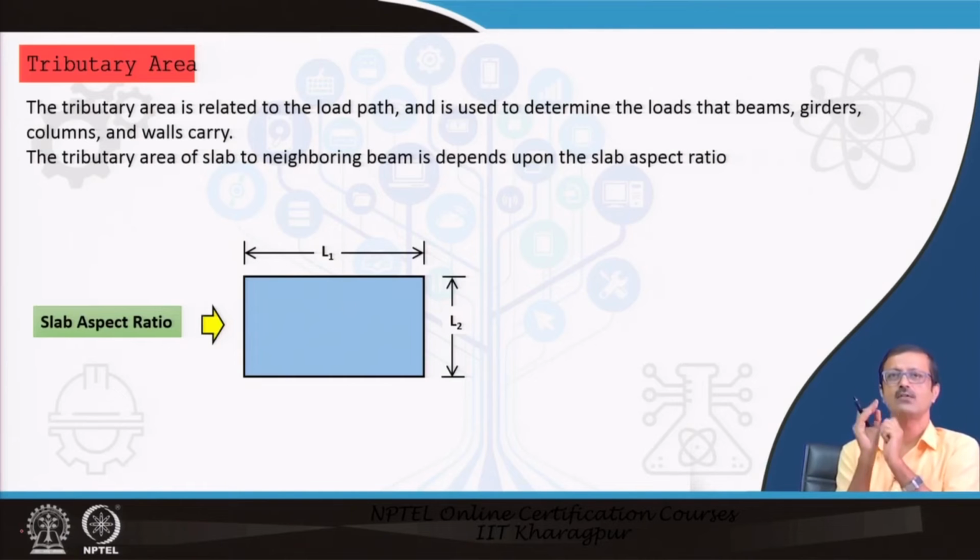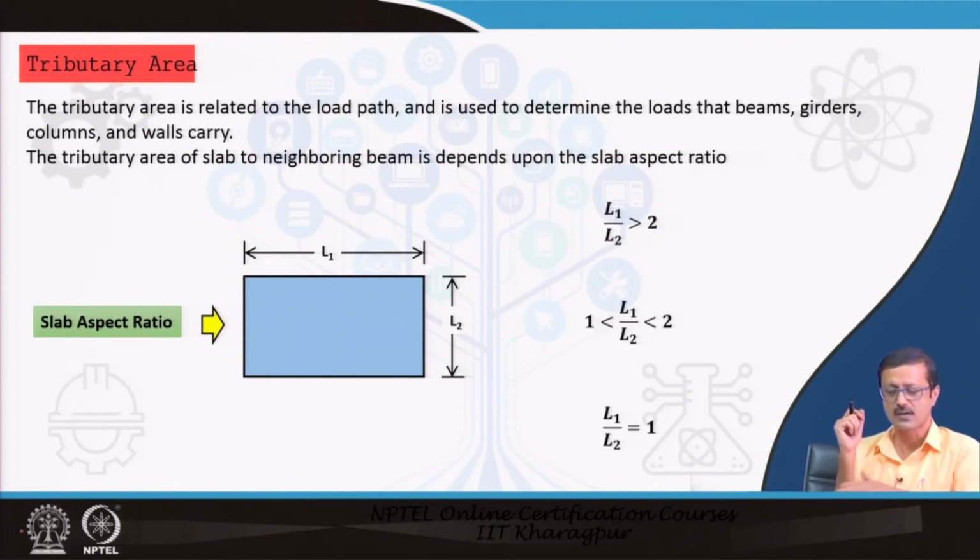The ratio of L1 and L2 is the key parameter of the tributary area. It can have three types of ratios possible: one, when L1 by L2 is greater than 2; when it is between 1 and 2; and when it is 1. Less than 1 is not possible, because in that case L2 by L1 would be higher and again be more than 1.